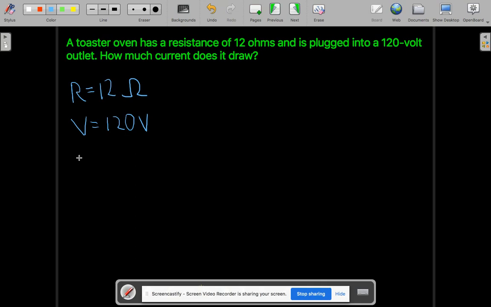And then we're looking for current, and the variable we use for current is I. The formula for Ohm's law says that V, the voltage, equals the current times the resistance. So our voltage in this case is 120. We don't know what I is, so that's going to stay I. And our resistance is 12. So right now it's I times 12.